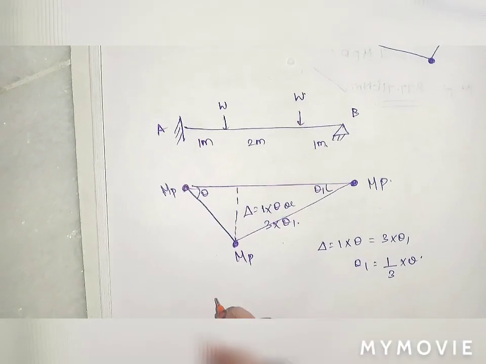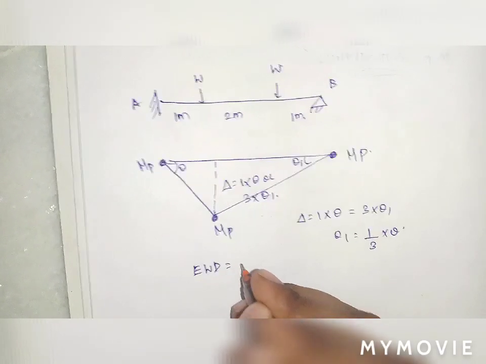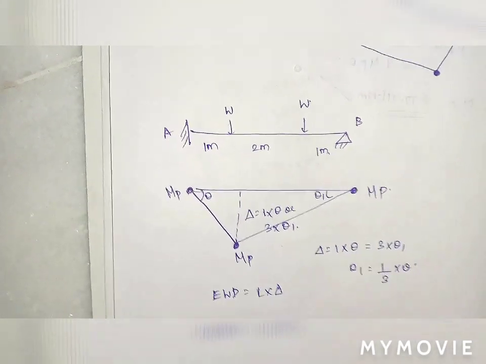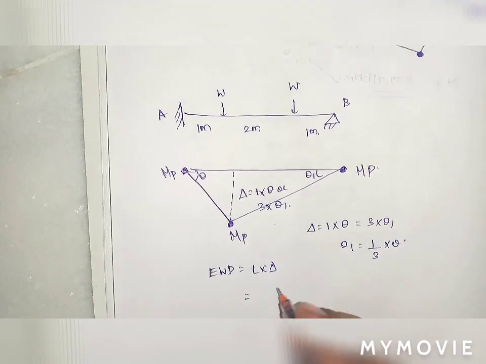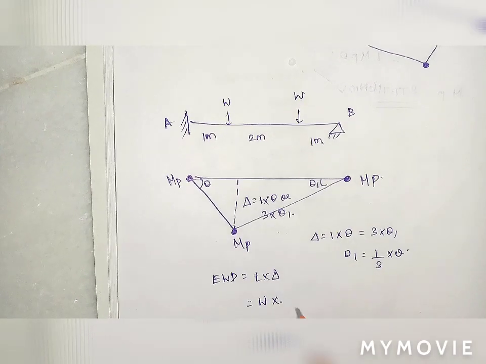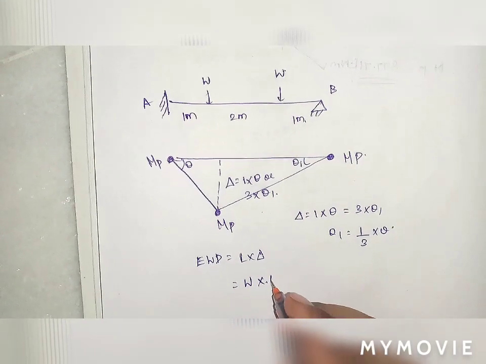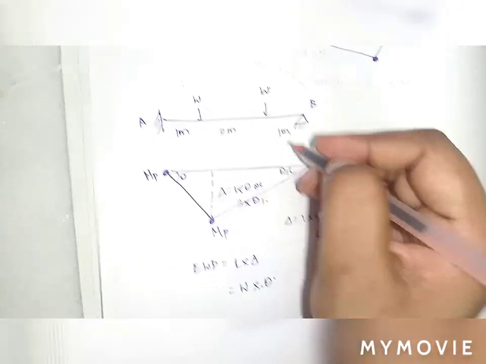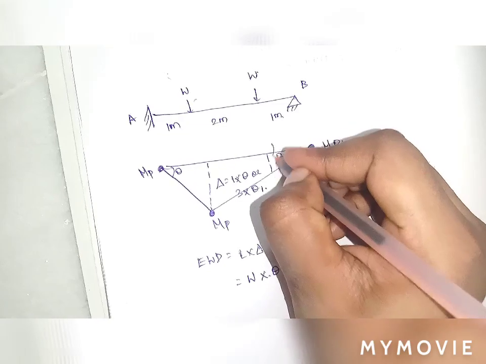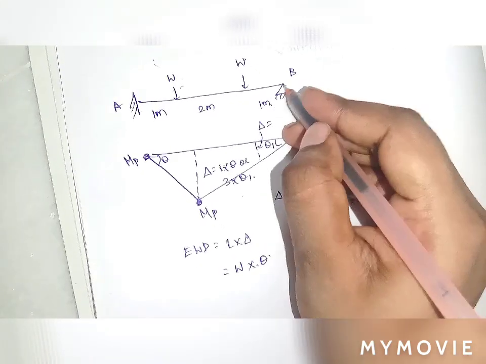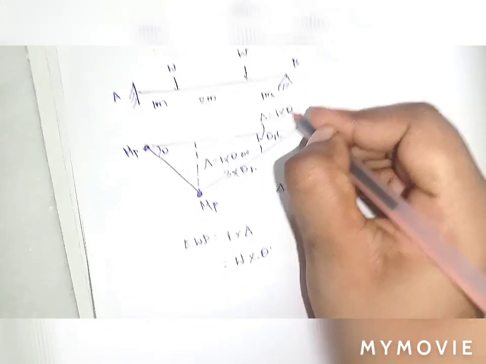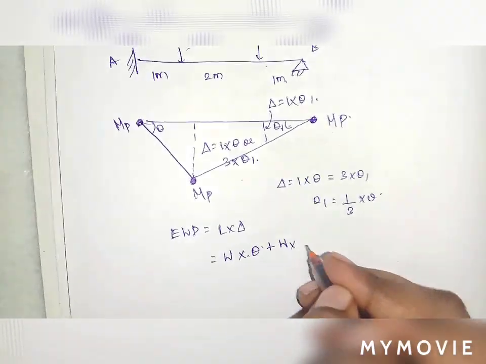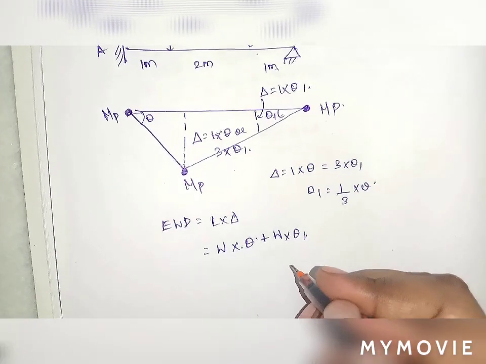External work done is equal to load into deflection, which is equal to the first load W into the corresponding deflection, that is 1 into theta, which is equal to theta. Then the second deflection delta is equal to 1 into theta 1. Plus the second load W into the deflection 1 into theta 1.